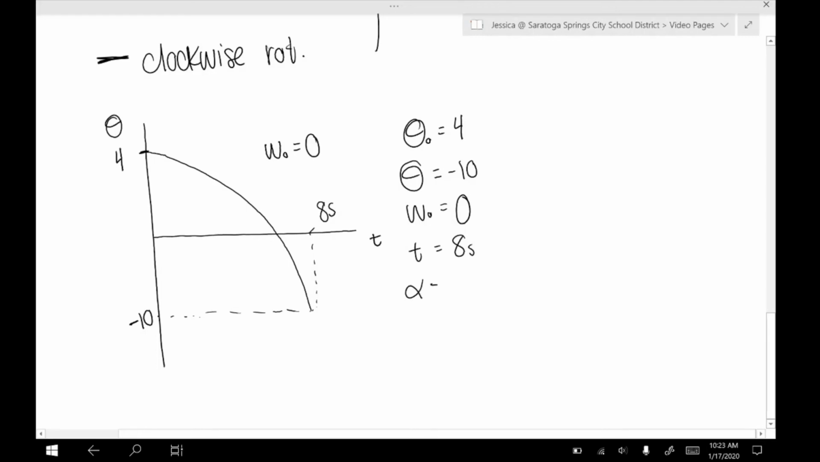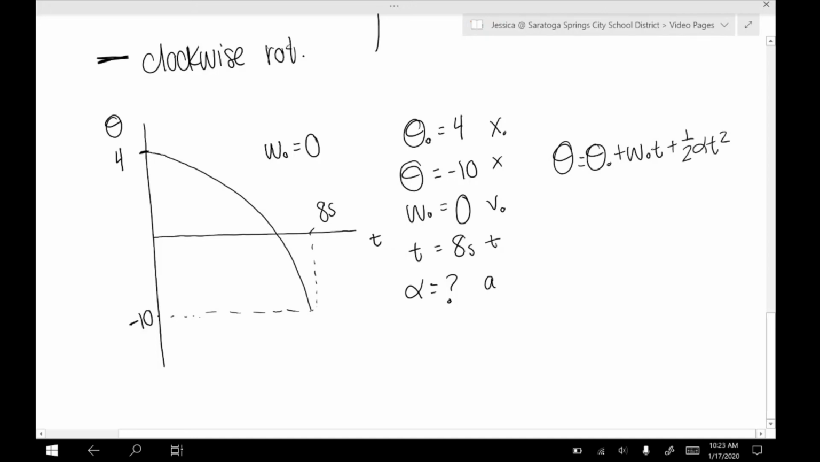So let's say the first thing I want to find is the angular acceleration. Again, we can think of these in terms of linear variables. So I have x0, x, v0, t, and a. The only equation that has those is the position versus time equation, which written in terms of rotational variables is theta equals theta 0 plus omega 0 t plus 1/2 alpha t squared.